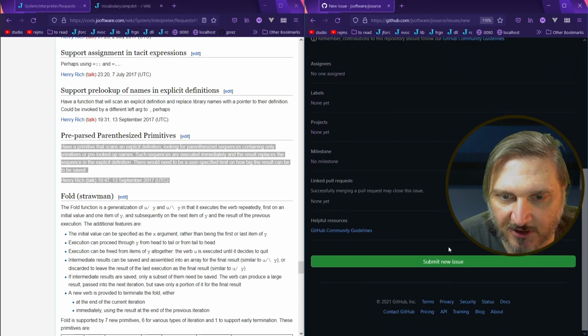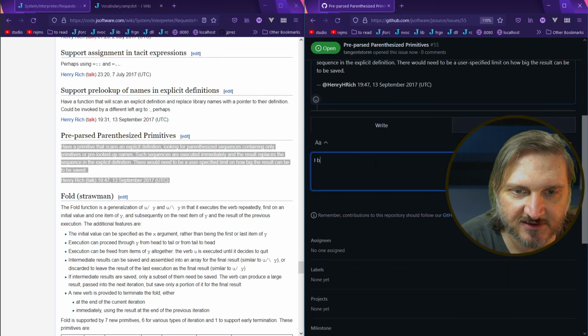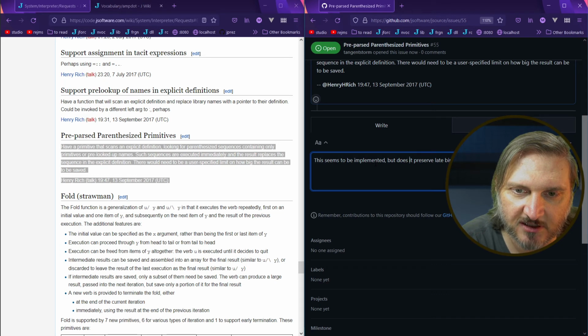So I believe this is implemented. I'm going to just ask. It seems to be implemented, but does it preserve late binding? Because that would be nice, because we want that. But how does it preserve late binding for the pre-looked up names?